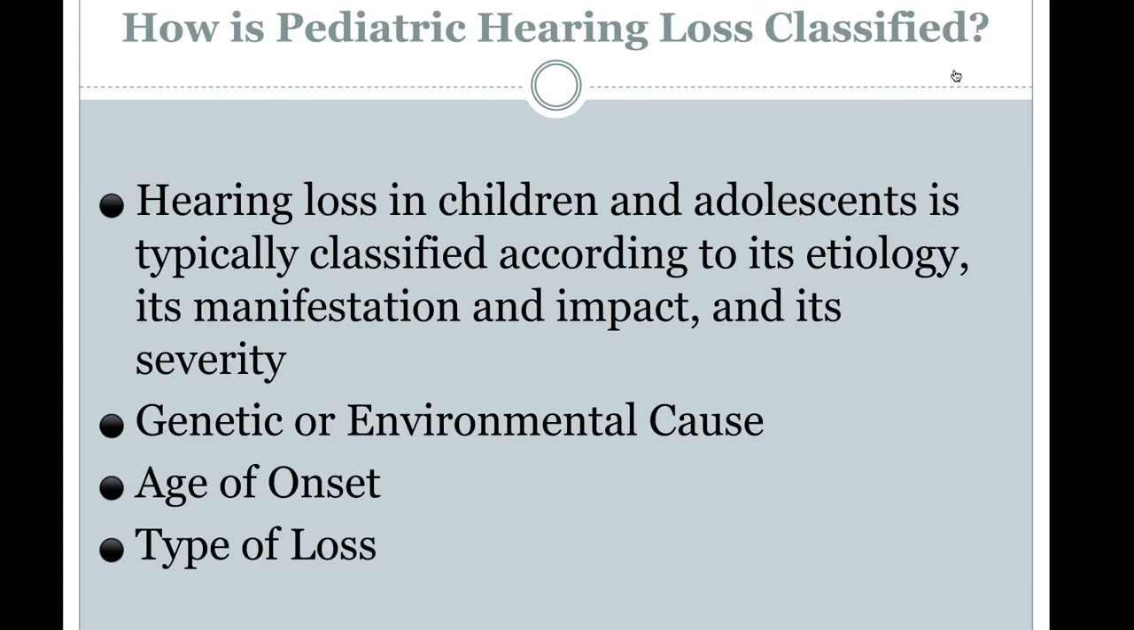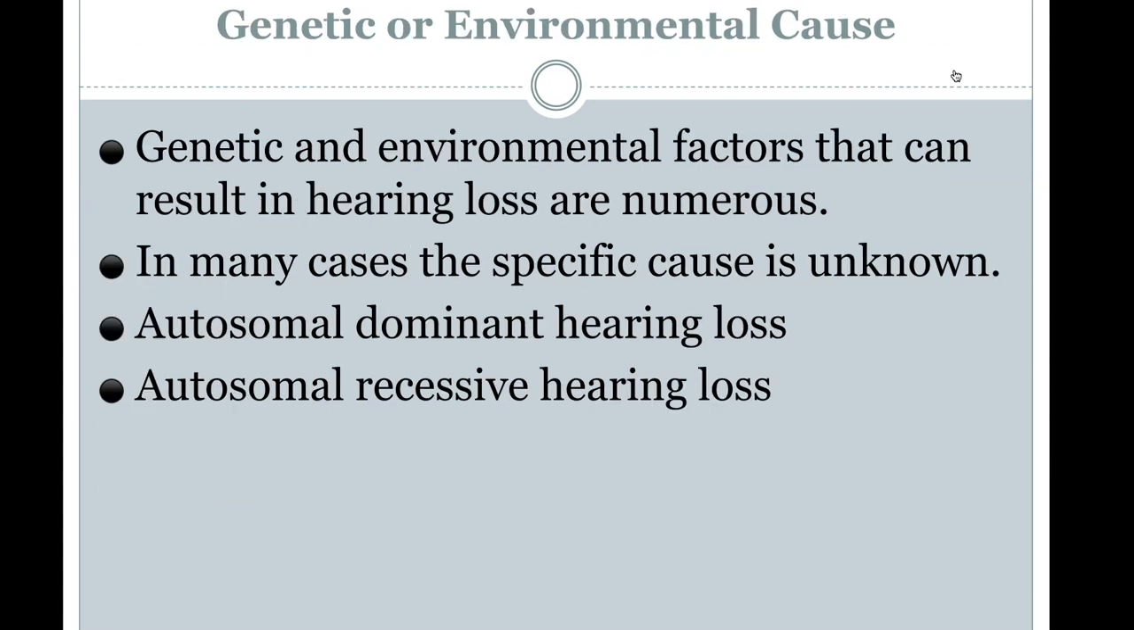Hearing loss in children and adolescents is typically classified according to its etiology, its manifestation and impact, and its severity. Does it have a genetic or environmental cause? What is the age of onset of the hearing loss? And what type of loss does the person have? So, genetic or environmental causes.